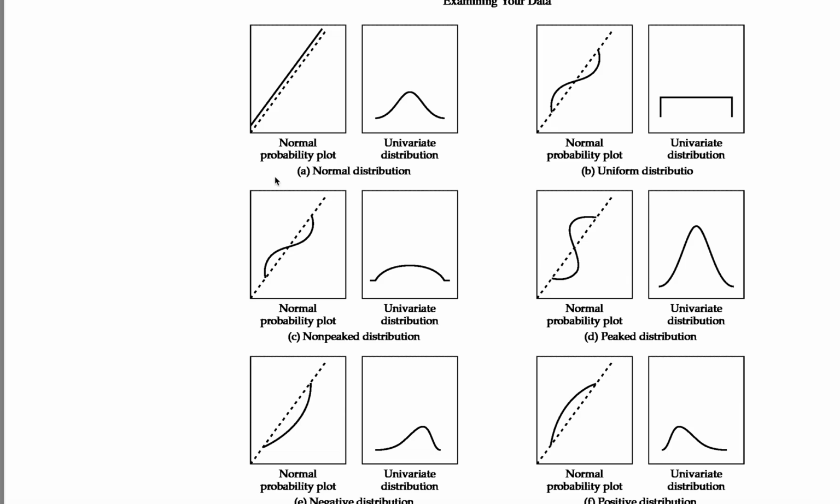Here is a normal probability plot and univariate distribution, where the curve is rising at the beginning, and then at a certain point it starts decreasing. This is the normal distribution. This is a non-peaked distribution. This is a non-normal distribution. This is a peaked distribution.